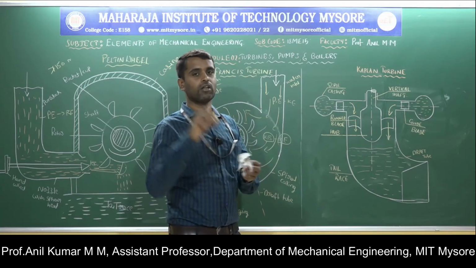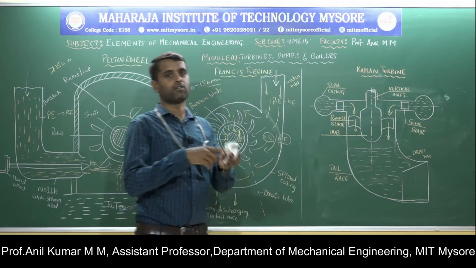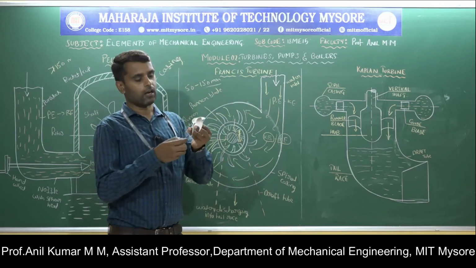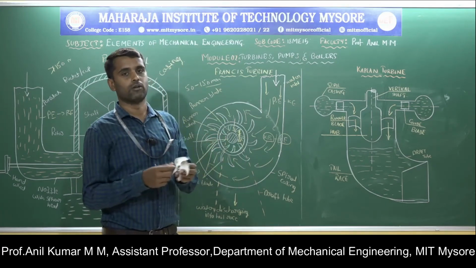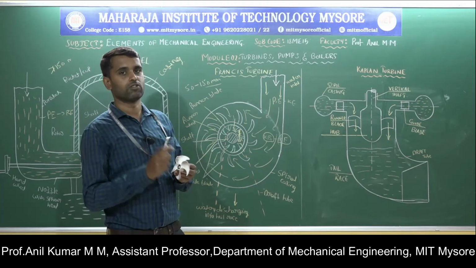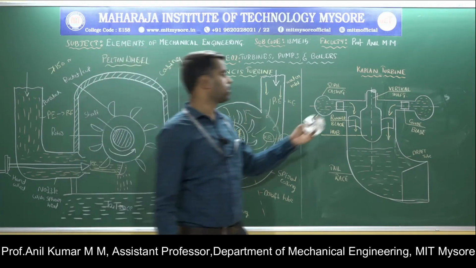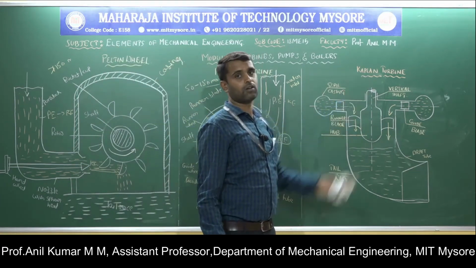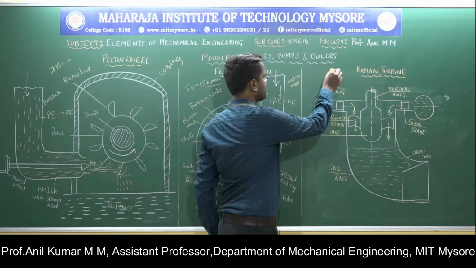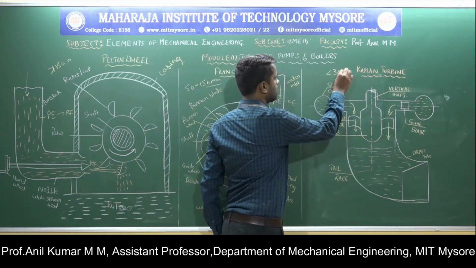In the incoming water, the impulsive force acts on the blades, and when it leaves the runner blade, at that time the backward forces will be developed. The combination of these two forces you can call the reaction force. So it is a reaction water turbine, and the head available at the inlet of the turbine is less than 30 meters.